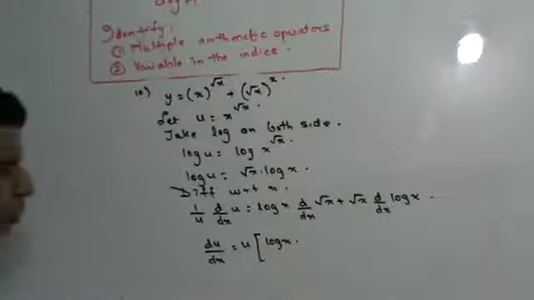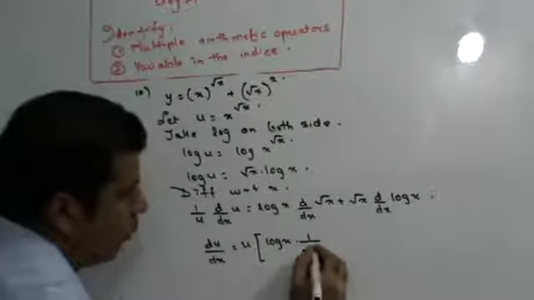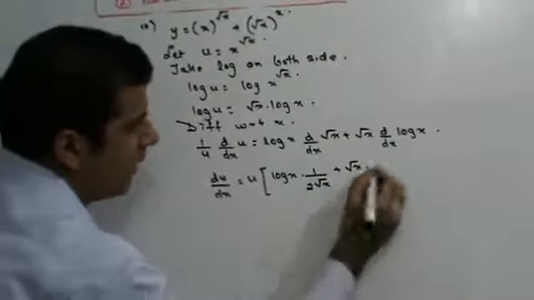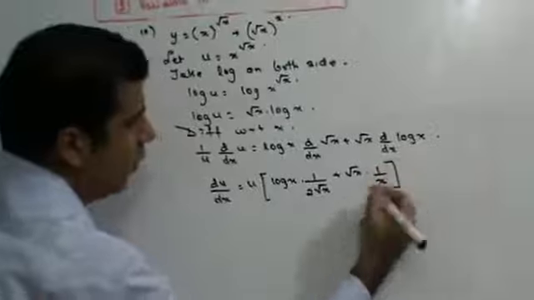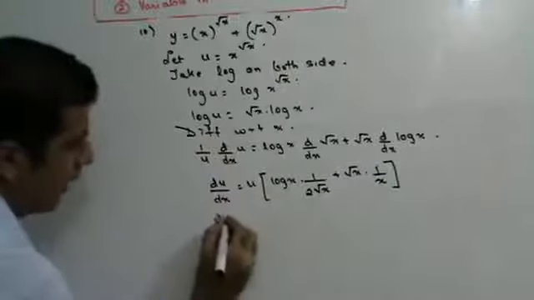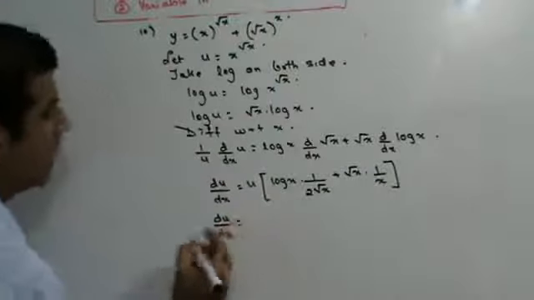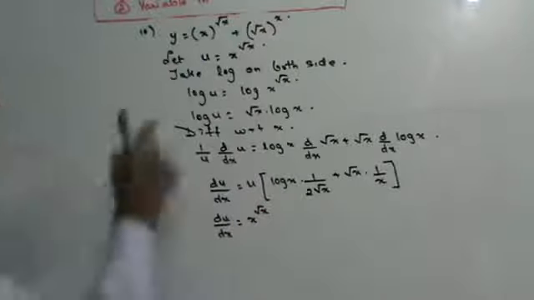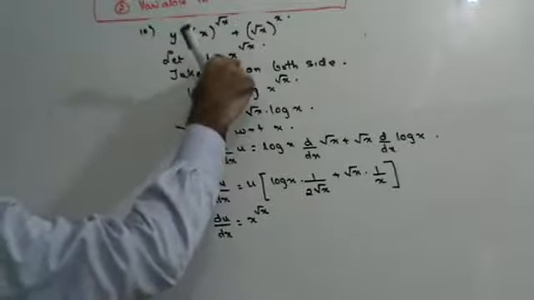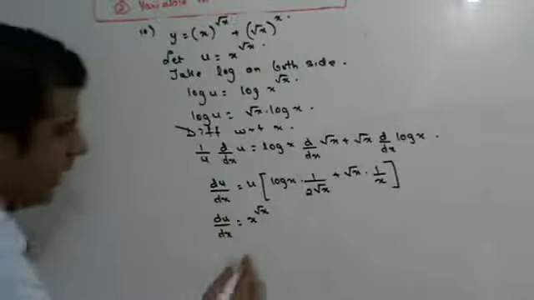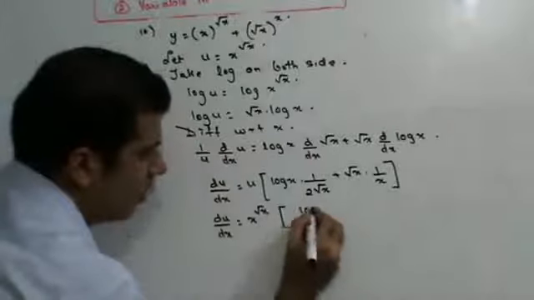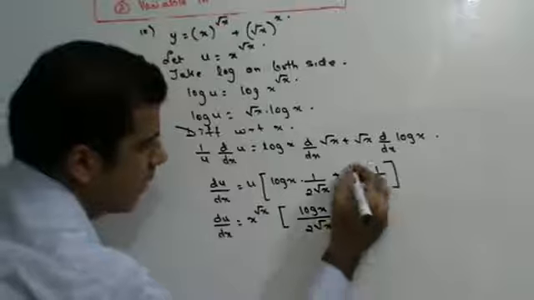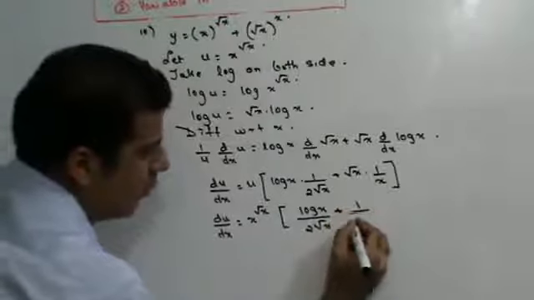d by dx of root x is 1 upon 2 root x plus root x. d by dx of log x is 1 upon x. So you will get du by dx. U is nothing but x raised to root x, right? This can be written as log x upon 2 root x plus this and this cancels to give you 1 upon root x.